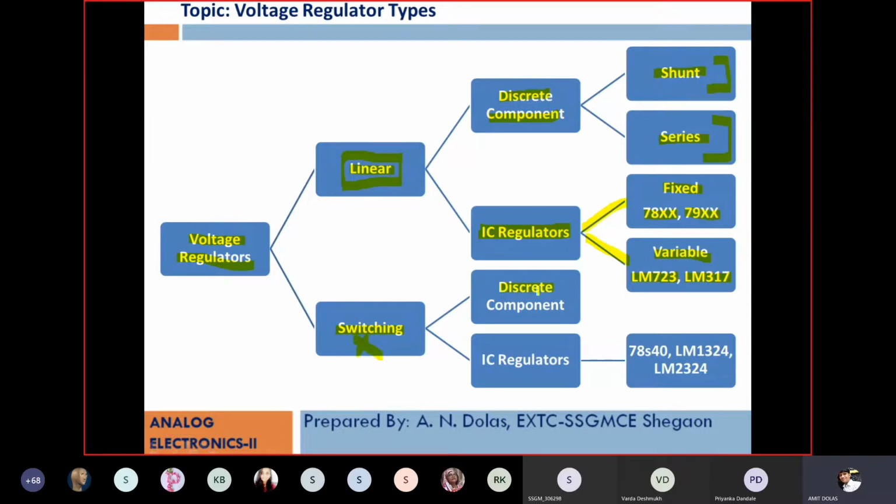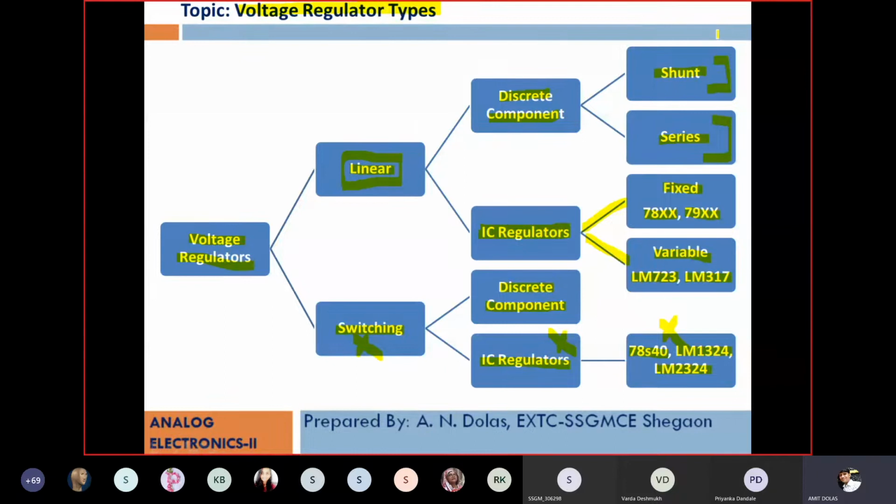under switching regulators also there will be two categories. Discrete component, of course, if we are using a discrete component, op amp, Zener, reference generator, feedback, then a regulating component, likewise, then it will be discrete. And there are several ICs available for switching regulators like 78S40, LM1324, LM2324. But again, these are not included in the syllabus, so we'll not focus on this. I kept this PPT here just to show the hierarchy and types of voltage regulator.